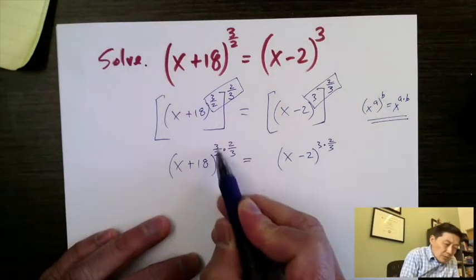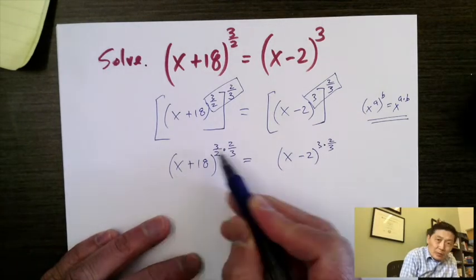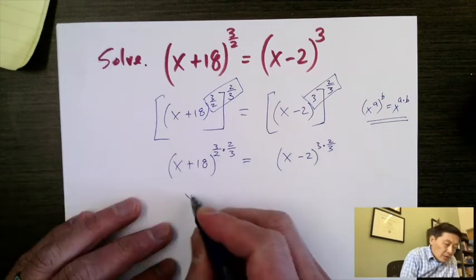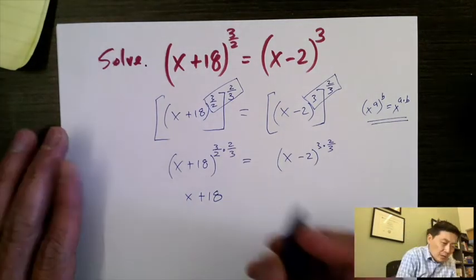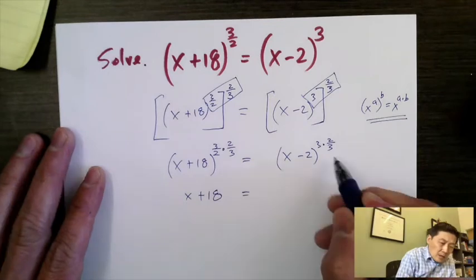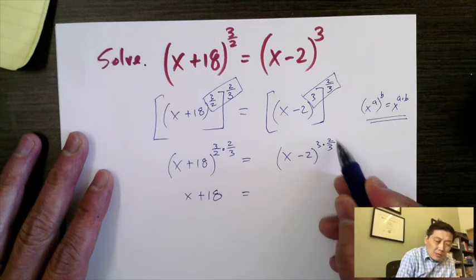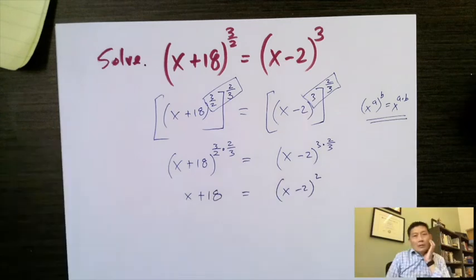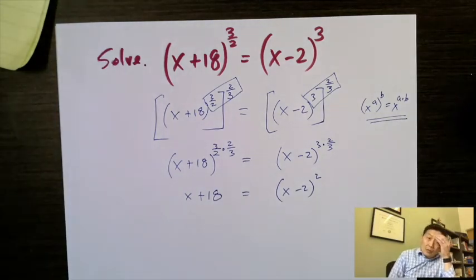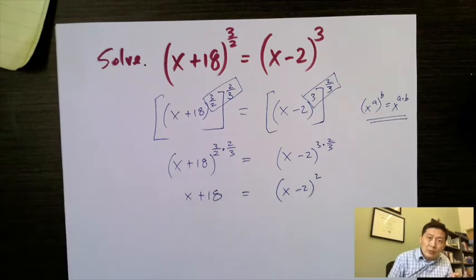By doing so, 3 half times 2/3 just becomes 1. So the whole thing to the 1 power, then hey, x plus 18 is freed of any root, any radicals. On this side, on the other hand, you have 3 times 2/3. Well, the 3 cancels out, you end up with 2. So you end up with x minus 2, the whole thing squared. Okay, so now we're back into the kind of equation that we know, but we do still have to simplify this a little bit more, just so that we can get to a place where it's easier to solve.